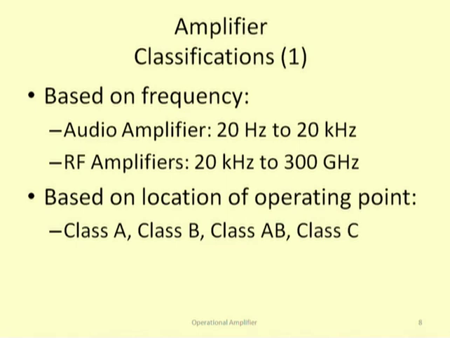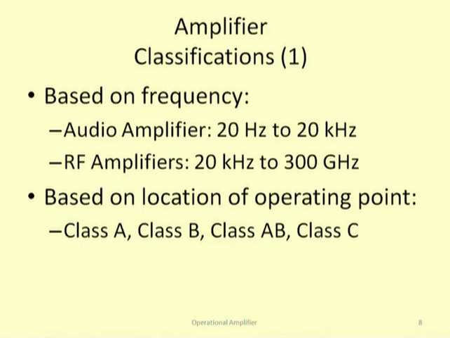So basically, if the operating point is on the middle of the load line of the transistor device, then the signal will be flowing through the amplifier circuit throughout the input signal, for the 360 degrees. Then that amplifier is called a Class A amplifier. The second category of amplifier is the Class B amplifier.